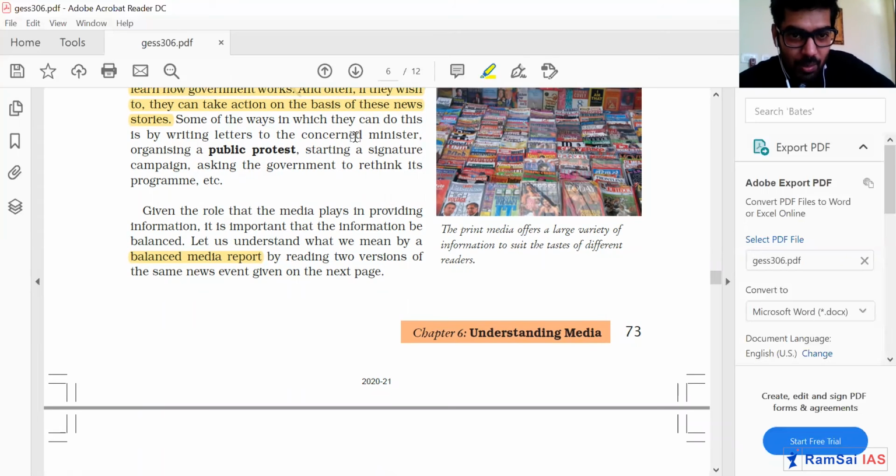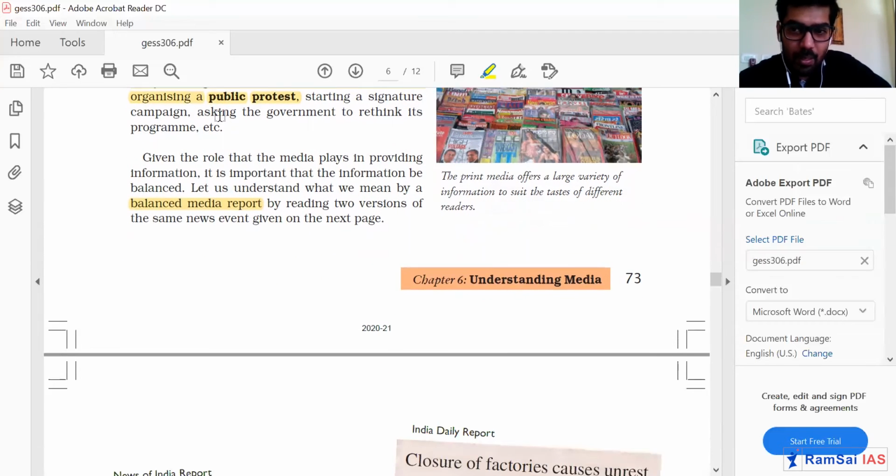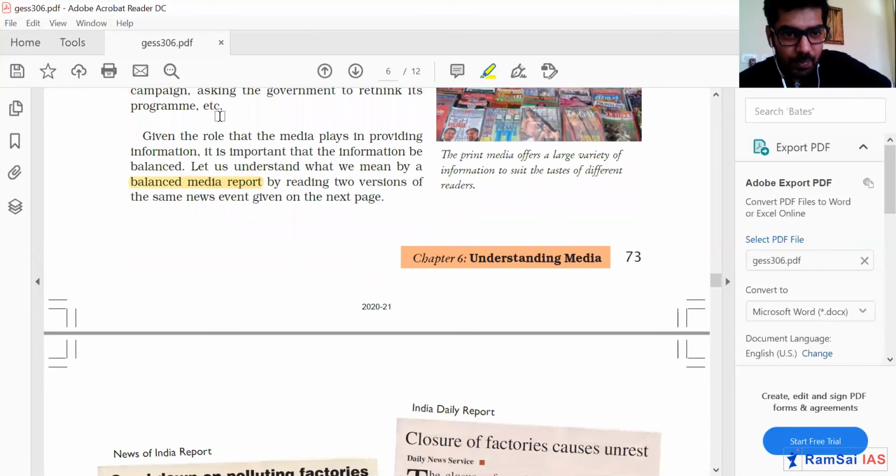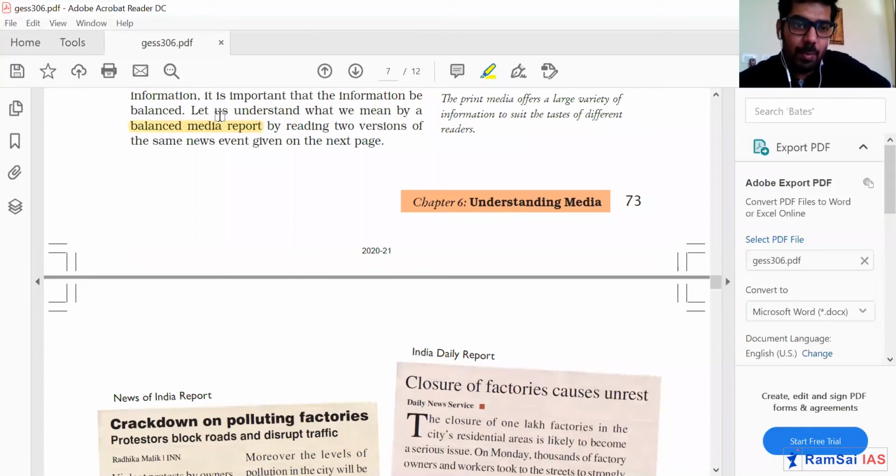Some of the ways in which they can do this is by writing letters to the concerned minister, organizing a public protest. These are the old school ways of media, which focus on the reason for which media existed. And here the Emergency instance is given in this chapter itself. We shall discuss that also. So media must have a balanced media report.